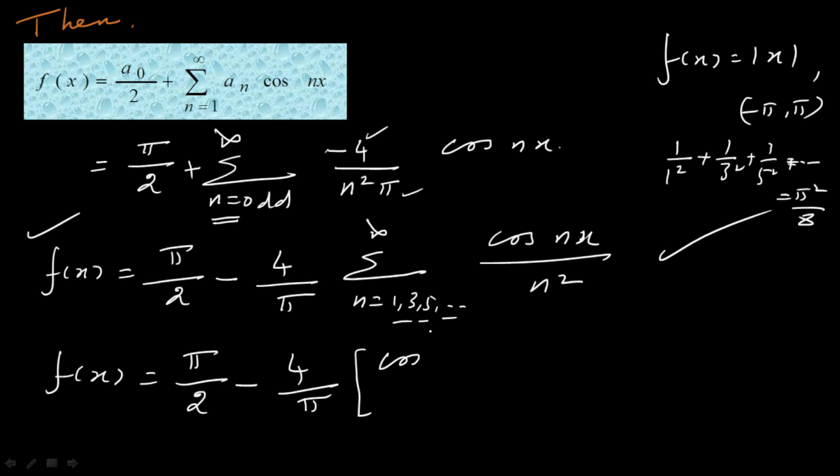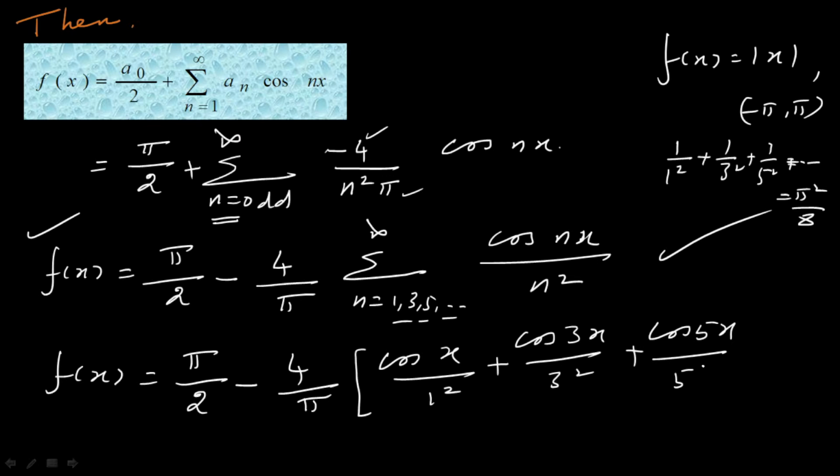So you have first, if you substitute n is equal to 1, cos x divided by 1 square is your first term, plus second term is cos 3x divided by 3 square, plus cos 5x divided by 5 square is your next term, plus etc. So this is the series we are going to deduce. So it is a series of all positive terms, isn't it?